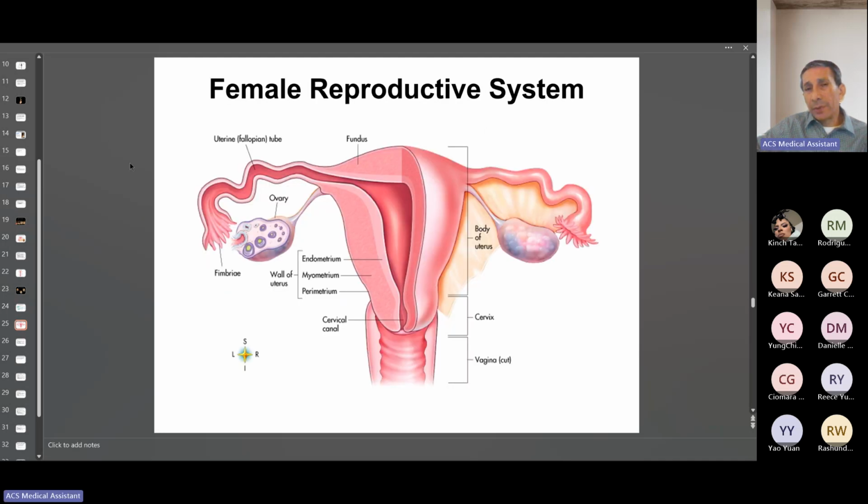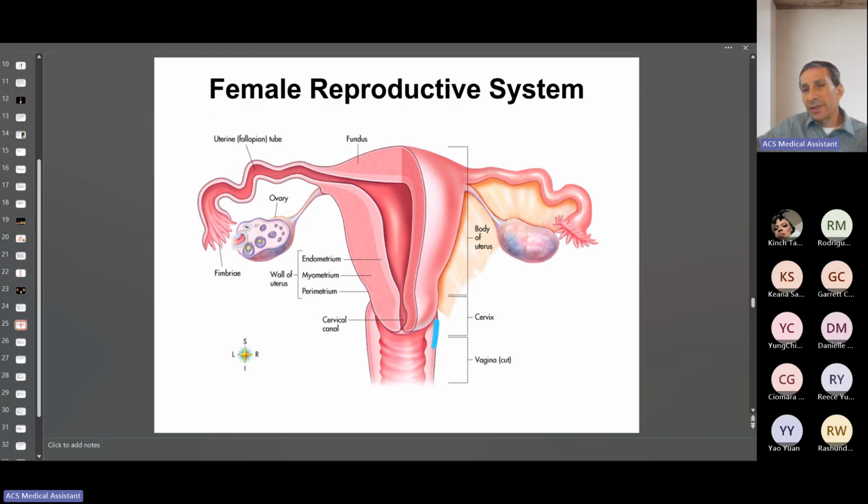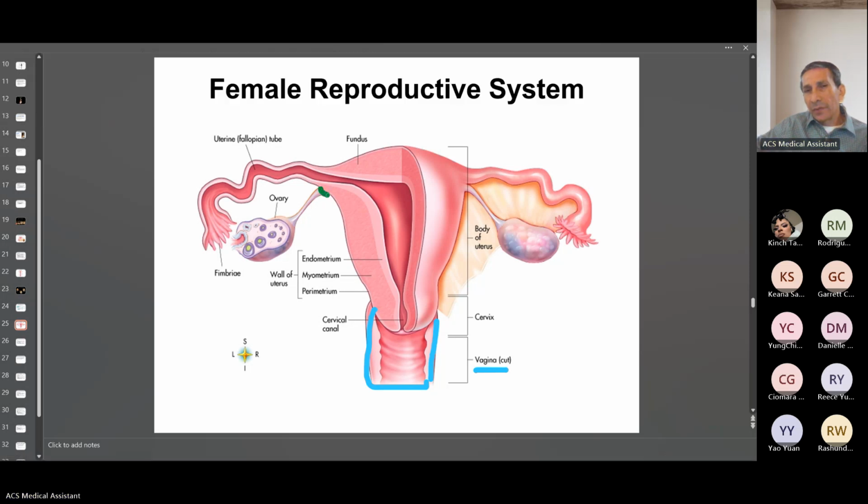So this is the female's reproductive system. Because we discuss which ones are the inner structures, then we will see the external genitalia. So we are going to mark here. This part right here, as you can see, is the vagina. All this structure right here, I'm going to put it in a different color. All this is the uterus.